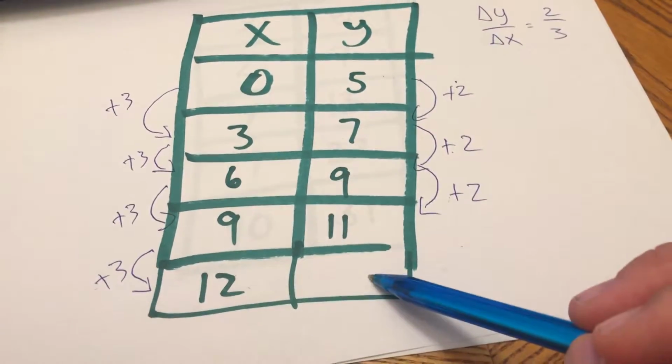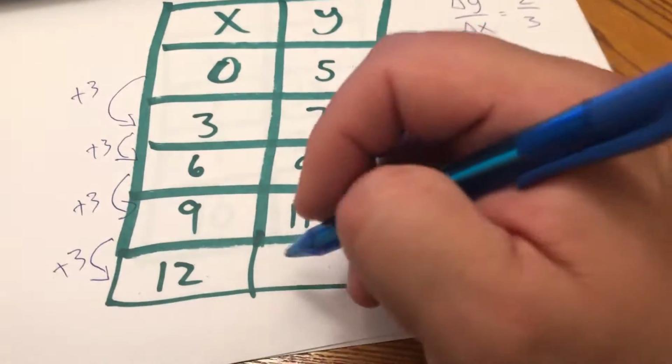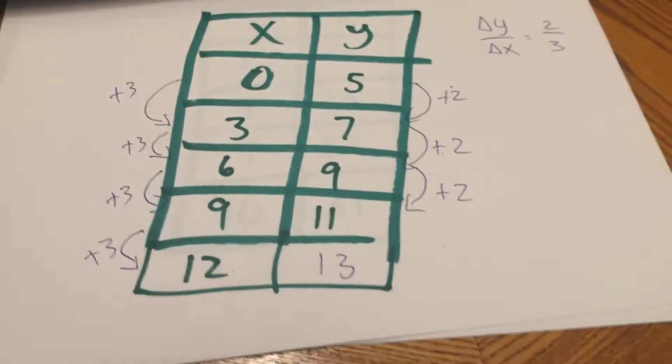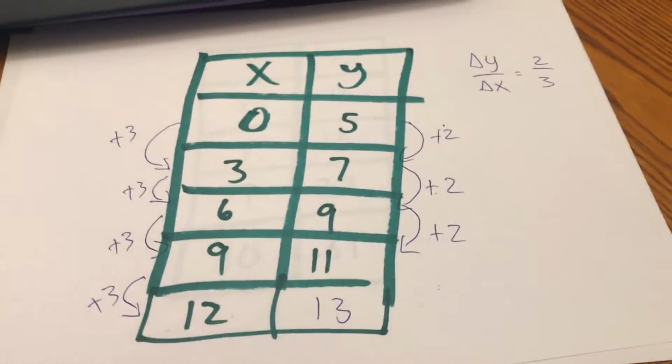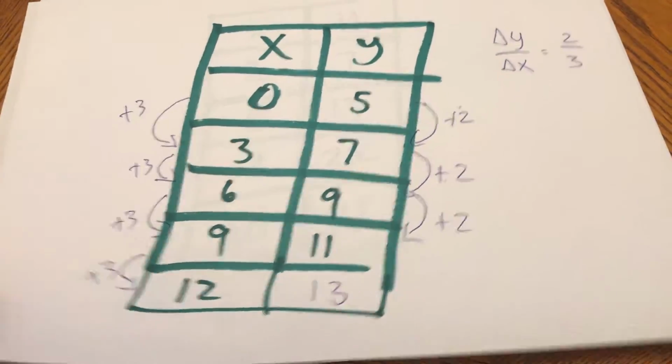Now, if I want to check this, I could see that if this is plus 3, we would just keep the pattern going, and this here would just be 13. And I could easily write an equation, and we'll get into that a little bit more later on, okay? So that's a pretty easy example.